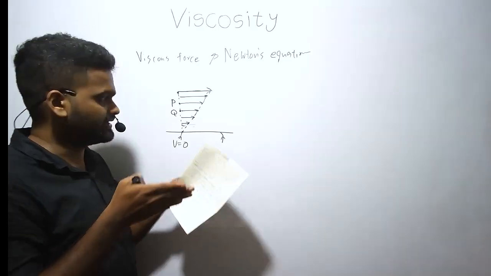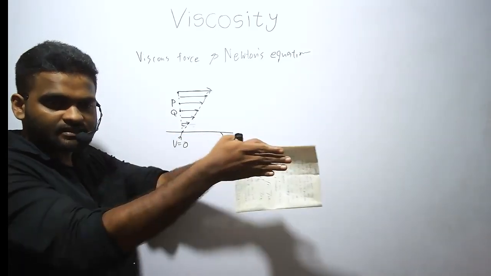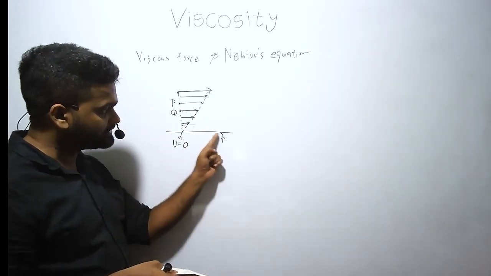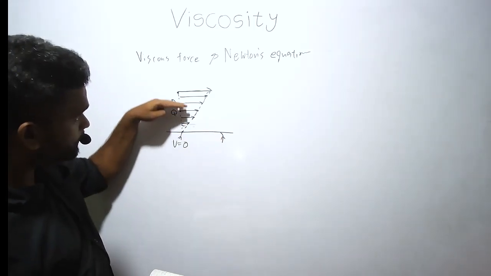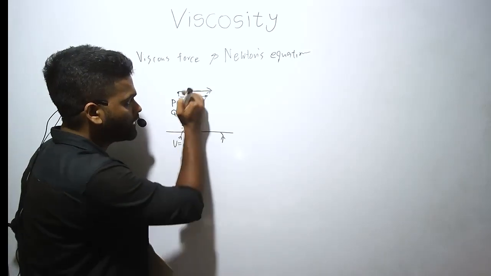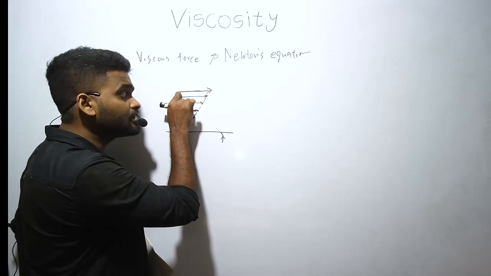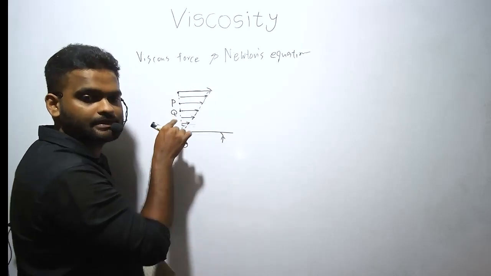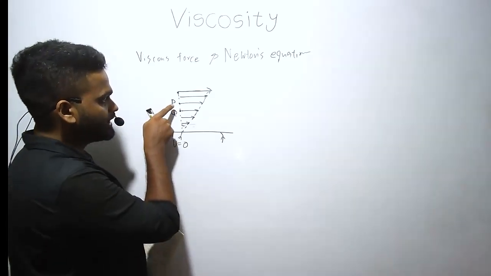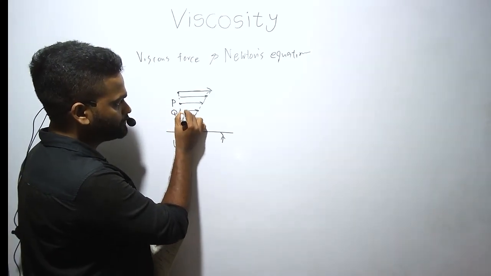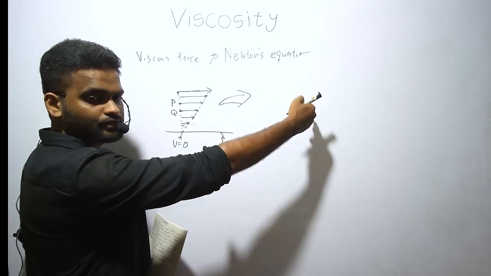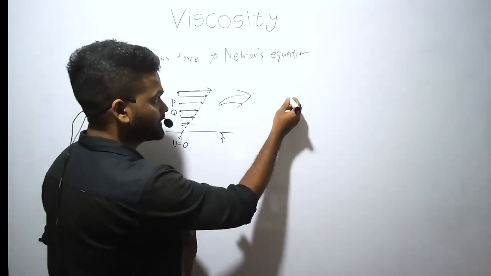So this is like, let's say, a tunnel. You take a cross section of the tunnel. The bottom layer is at rest, but as you go up, velocity gradually increases and the top layer has the maximum velocity. Then I'm taking two layers, P layer and Q layer. I'll enlarge those layers like this.